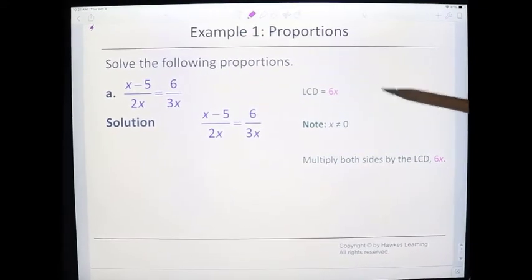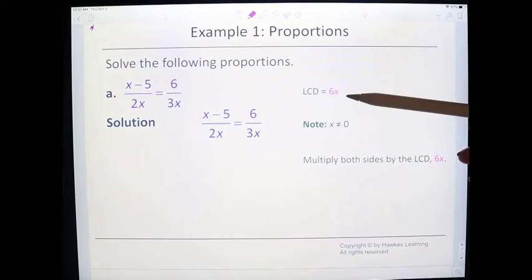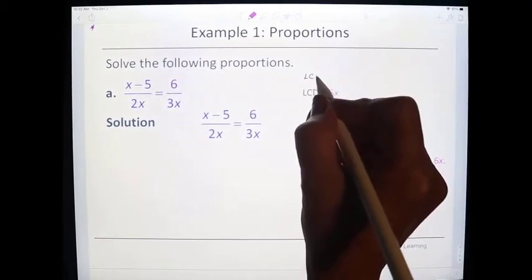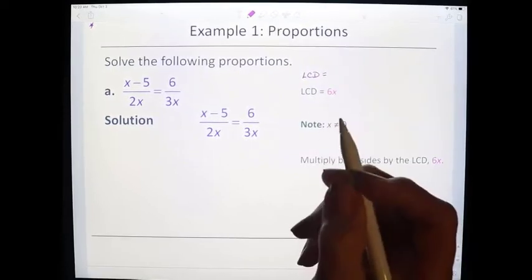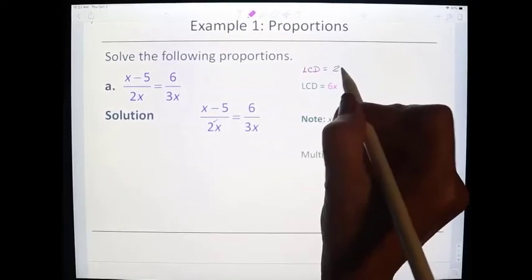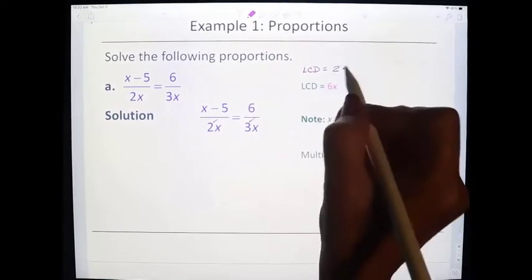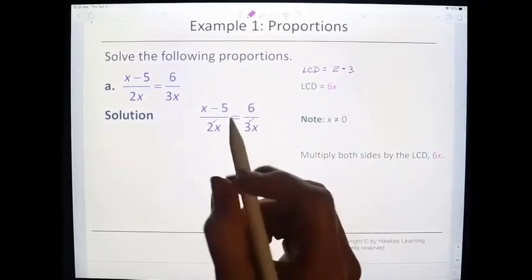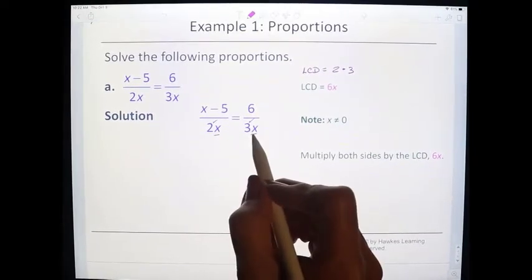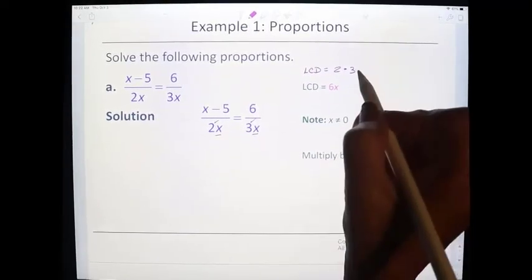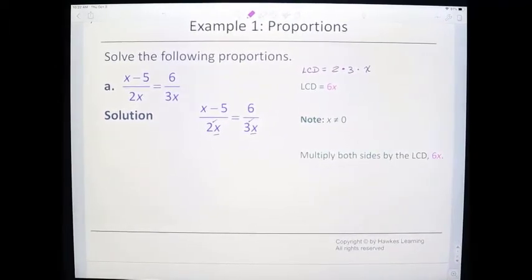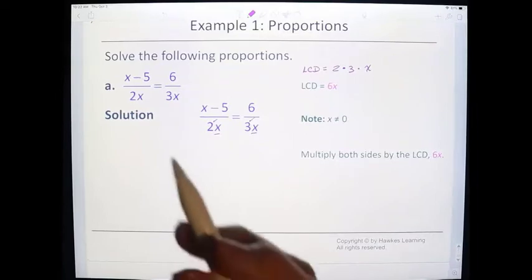So you can look over here to the side and you can see that the first thing we've done is to determine the LCD. Let me do a previous step to tell you where that's coming from. You need to include a factor of 2 in your LCD. You need to include a factor of 3 in your LCD, and this X factor is occurring once in the first denominator, once in the second denominator, and you list it only once. So that's where that 6X is coming from.